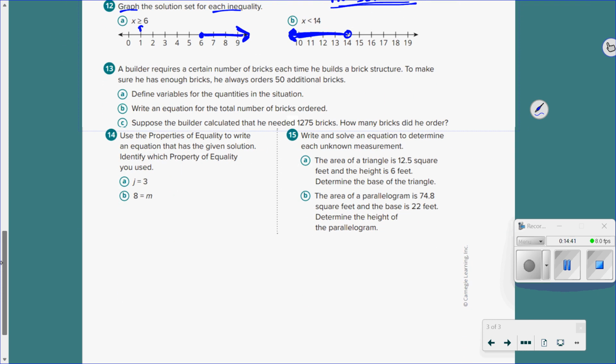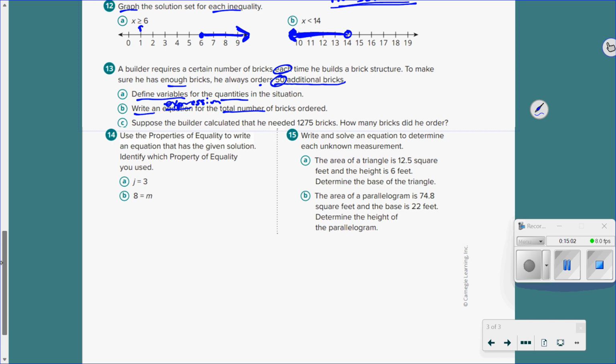So there's 3 parts to this question. First, I need to define the variables. Well, obviously, everything's about bricks, right? So I'm going to say B is the number of bricks. I've now defined my variable. To write the expression, I know whenever I order, I'm going to order B, but I'm going to add 50 to it, correct?